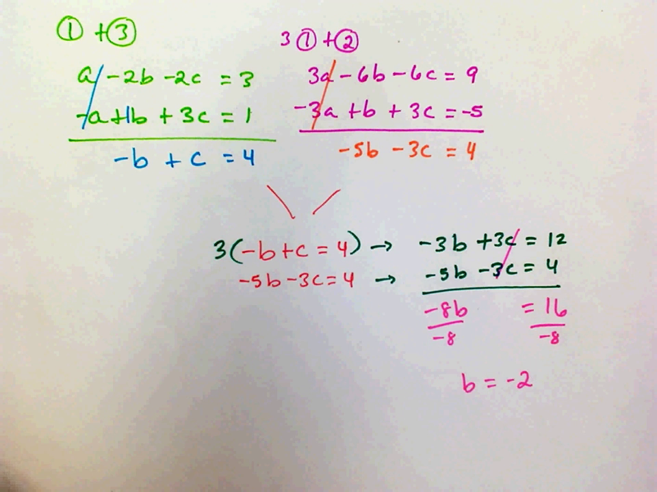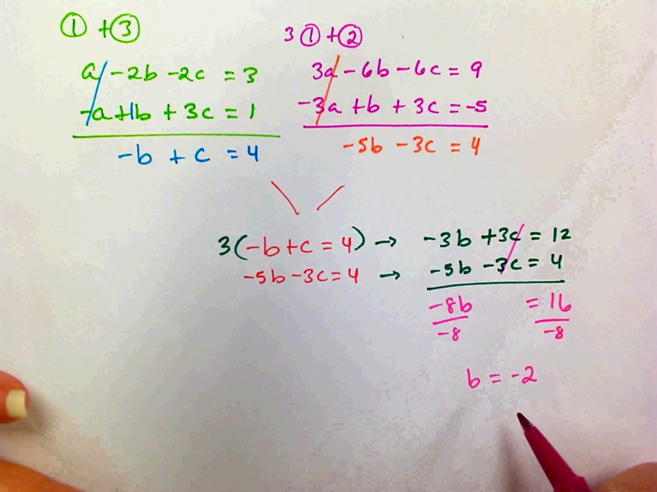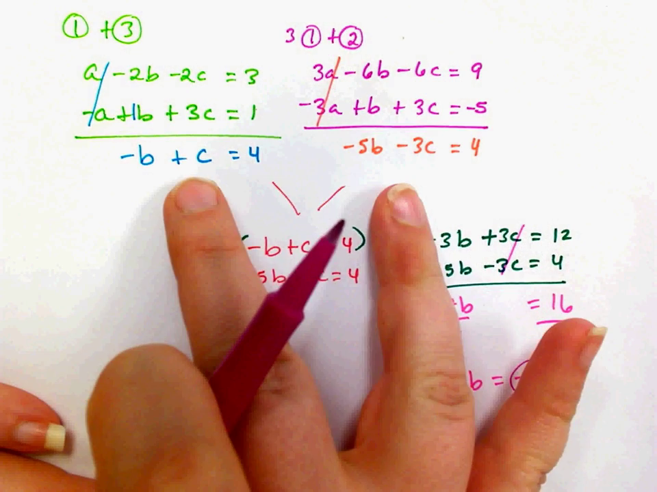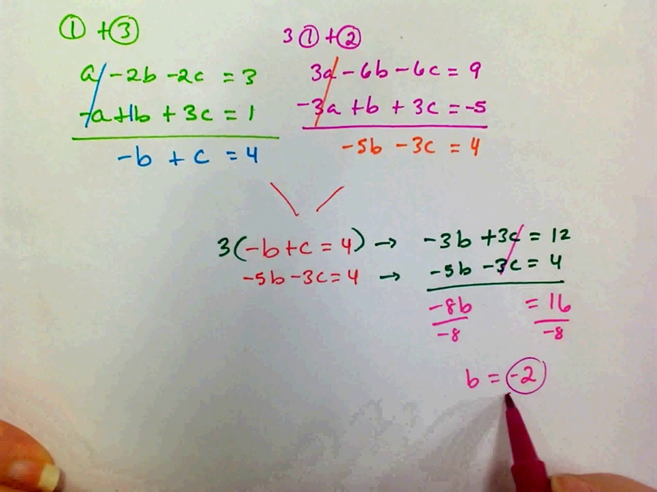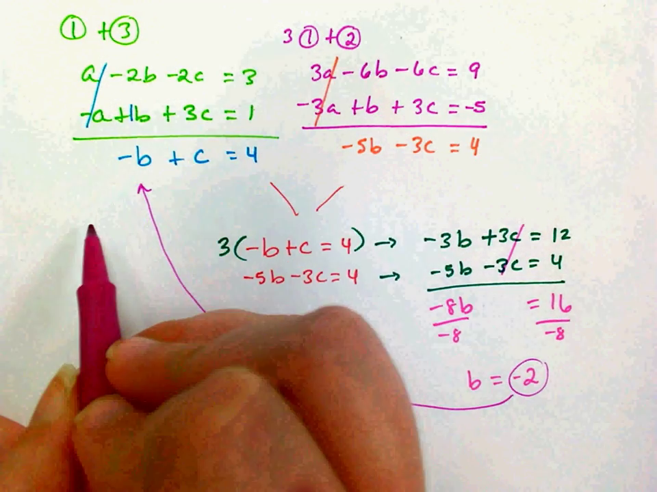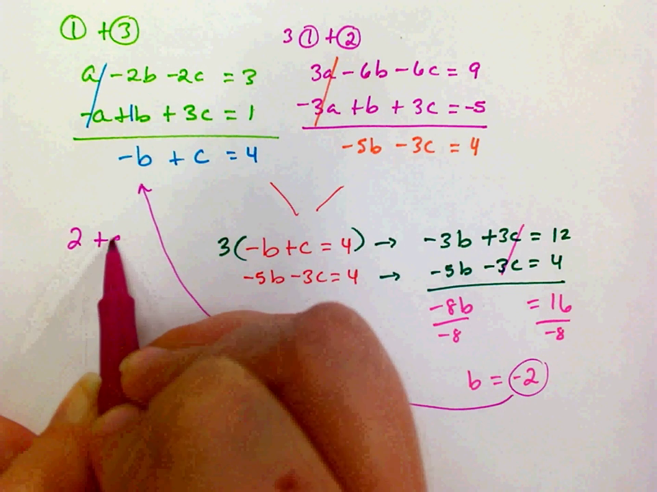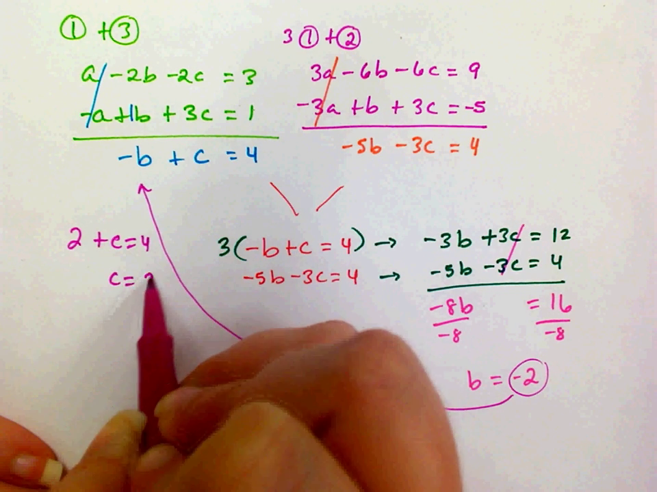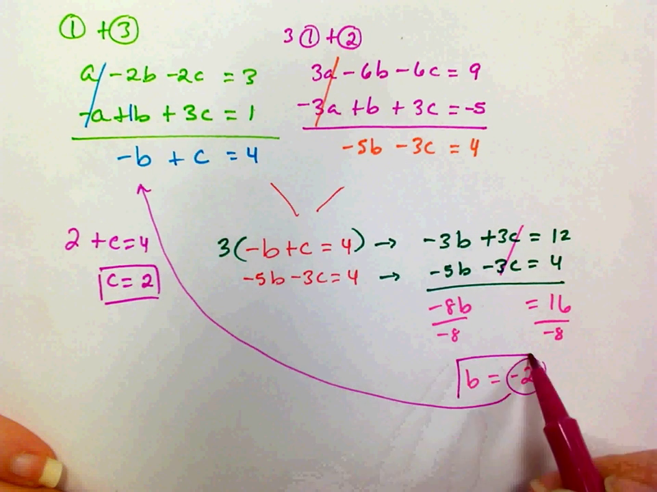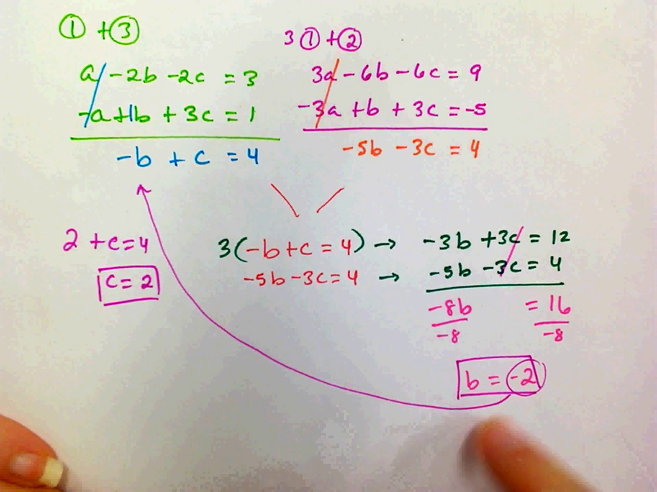Now, if you know B is negative 2, then what you can do is take that and substitute that into either one of these equations, okay? I'm going to substitute it into this one right here. B equals a negative 2, so I've got a negative negative 2, which is 2, plus C equals 4, C equals 2. Subtract the 2 over.